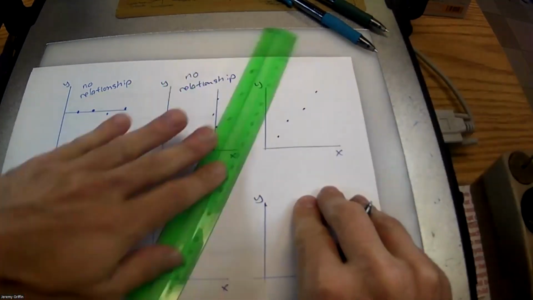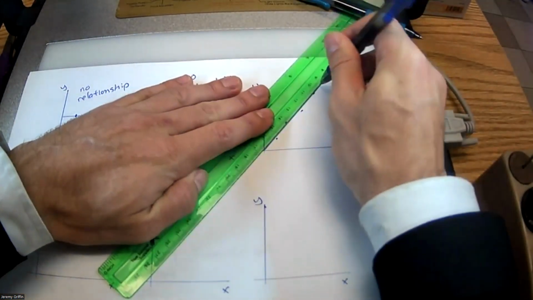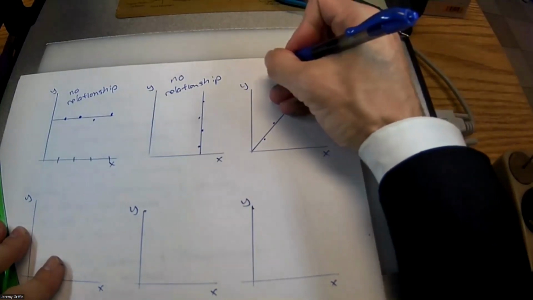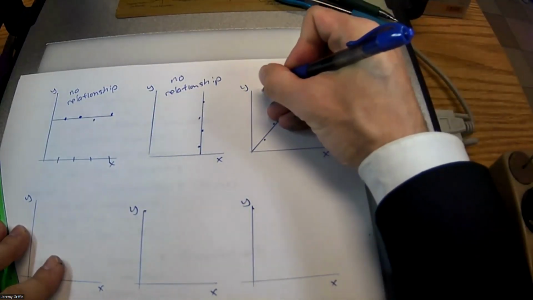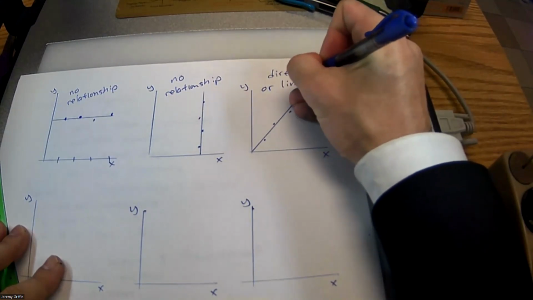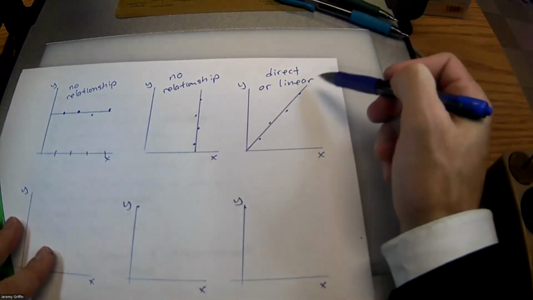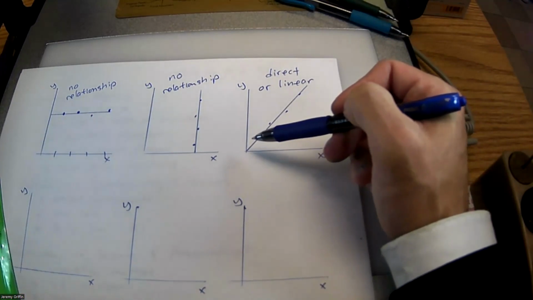Did something like this last week. What if all the points line up like that? Could I call that direct relationship? I'll say direct or linear. Okay. Now, a lot of times these graphs will go through the origin, but not necessarily.